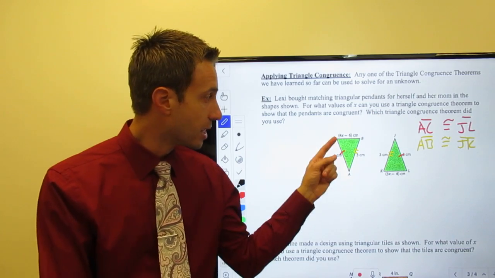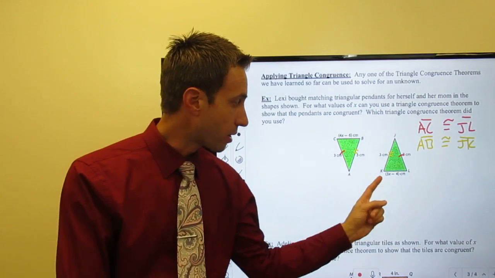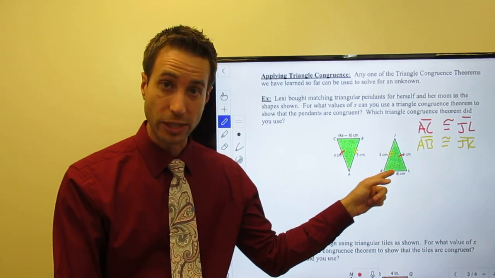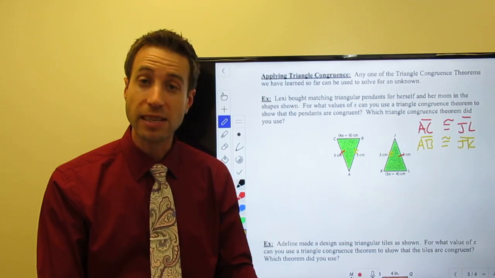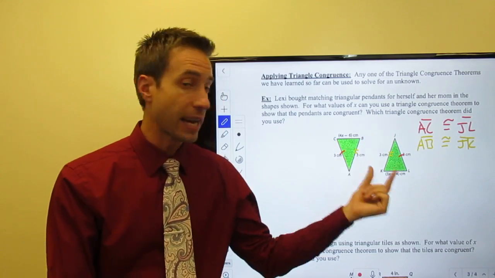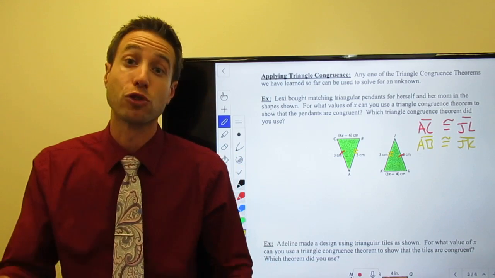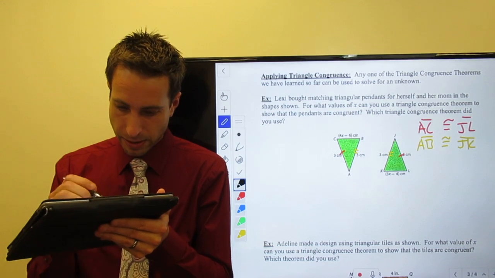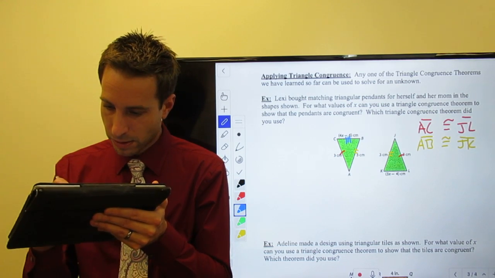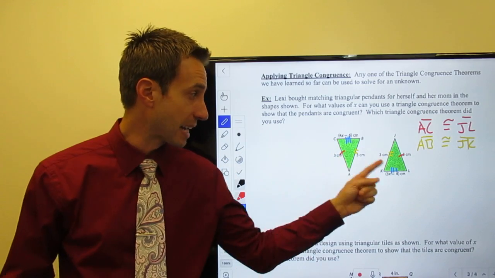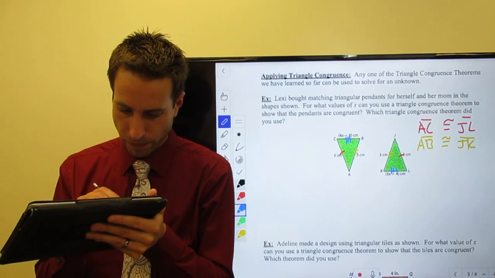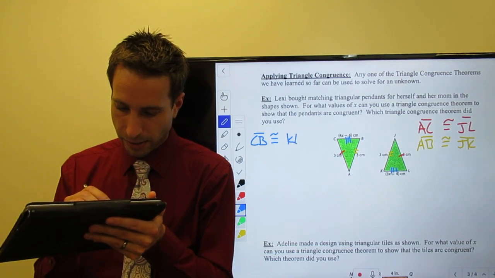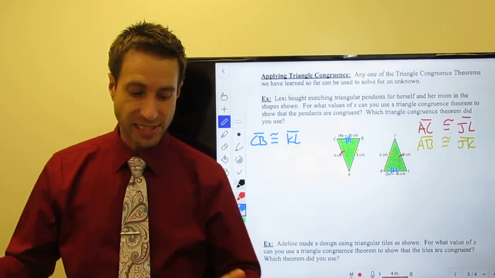So here's what you're going to do. CB corresponds to side KL. If I set these equal to each other and solve for x, I will make these two sides congruent and therefore give myself two congruent triangles. So right over here, I need those guys to be congruent. I need those two sides to be congruent. So side CB needs to be congruent to side KL. Well, okay then. Set them equal.